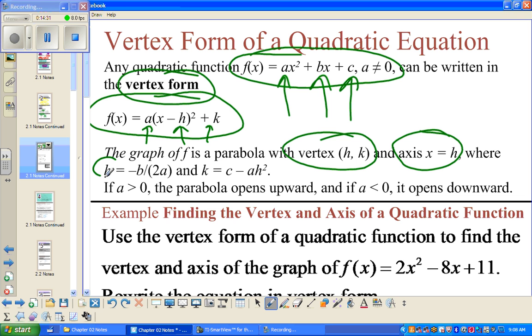You need to make note of this formula: h equals negative b over 2a. And k, this formula, k equals c minus a times h squared. A lot of students remember "ka." I don't know why, they just like to make that noise. But you can use these two equations to find the vertex of the parabola if you are given the general or standard form. So you have to be able to find vertex form using these, and also using completing the square.